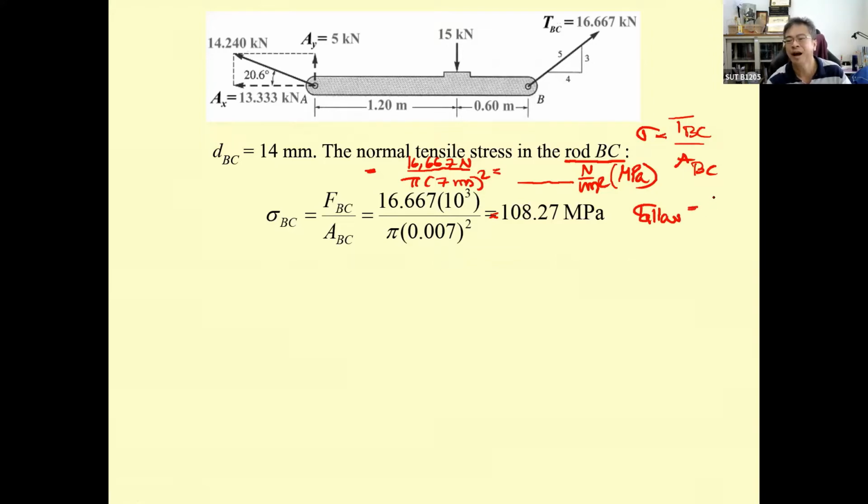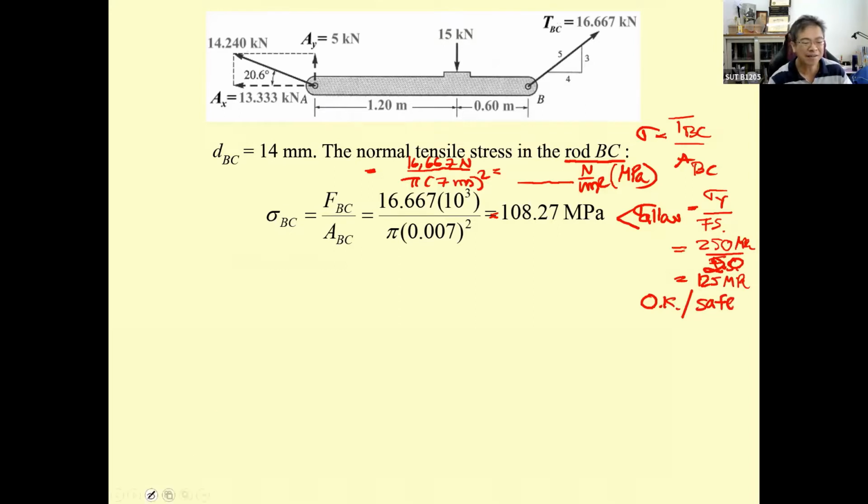Usually, the sigma allowable is going to be the yielding stress of the steel divided by the factor of safety, maybe 250 megapascal divided by a factor of safety of 2. Okay, this is usually 2. So this is going to be 125 megapascal. And since the stress sigma sub BC is less than sigma allowable, this is going to be okay, or it's going to be safe.